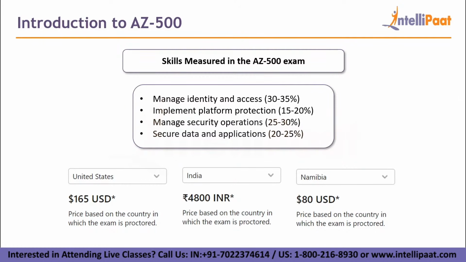And then implement platform protection, that is 15 to 20%, manage security operations 25 to 30%, secure data and applications 20 to 25%. So this is how the questions will be segregated in the examination. This is basically a rough calculation, and this is not given by me. This is officially given by Microsoft. You can check it out in the official guide as well.